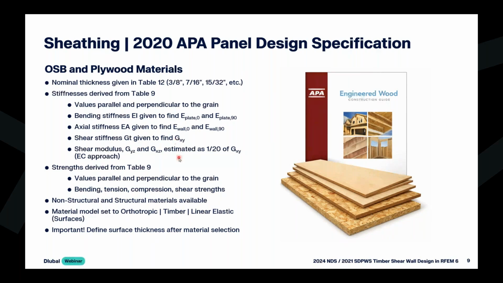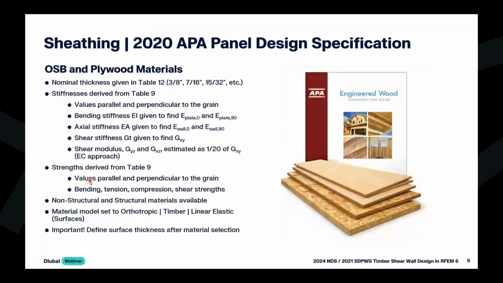Now, we were not given the shear modulus GYZ and GXZ, so this is through the thickness of the panel itself. So we estimated this as 1/20th of the in-plane shear. Now, this is a given estimate within the Eurocode. The NDS and other US specifications don't really touch on this topic, so that was the approach that we took for this material stiffness. Now, moving on to the strength.